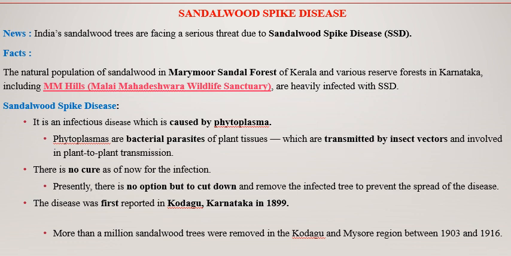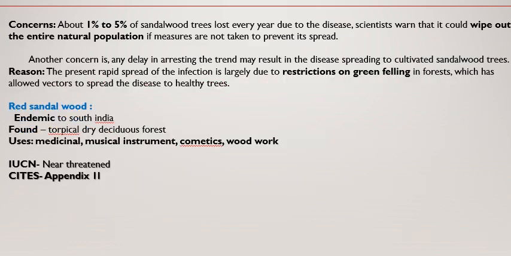There is presently no cure for this. There is no option except cutting down. The disease was first reported in Kodagu, Karnataka, and later it was found in Kerala and other parts also. About 1 to 5% of sandalwood trees are lost every year due to this disease. If this goes on, the entire population of sandalwood trees will be wiped out. So presently we have only one option, that is cutting down.